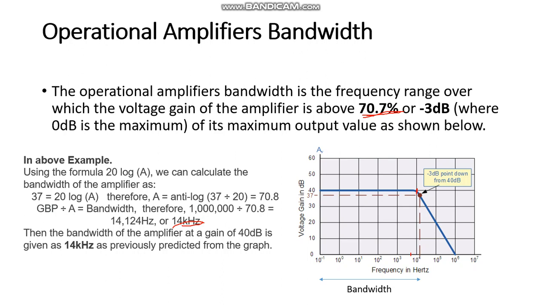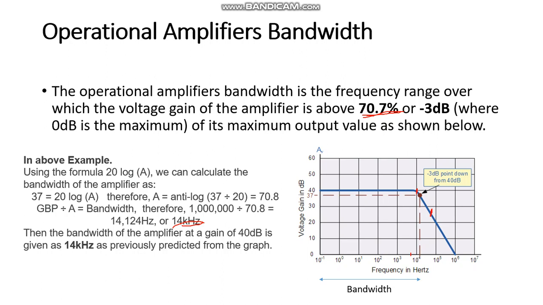The bandwidth of the amplifier at a gain of 40 dB is 14 kilohertz. What it means is the bandwidth of the amplifier for 40 dB gain is 14 kilohertz. It will allow the frequencies up to 14 kilohertz. Beyond that, the gain is reduced. If I apply a signal with a frequency of 50 kilohertz, I won't get this much gain. I will get only this much. I won't get 40 dB gain, but around 25 dB or so. Gain is reduced, which means the output voltage is also not as effective as desired.